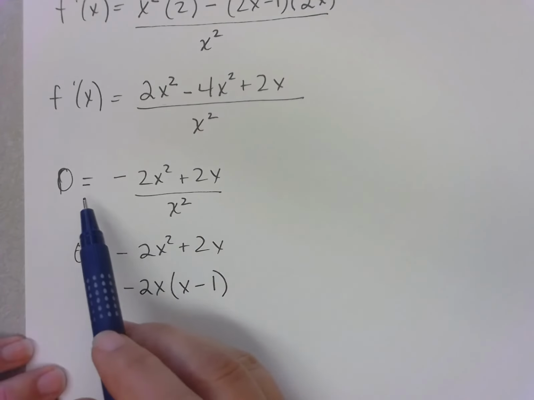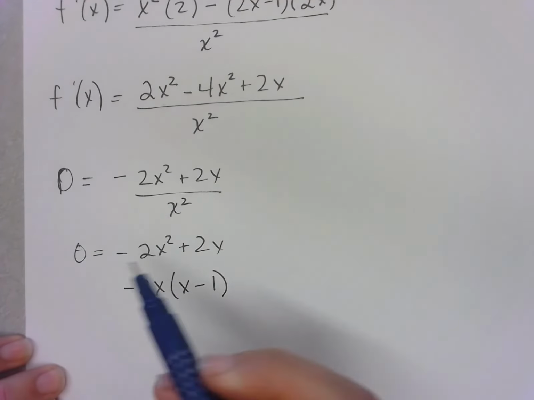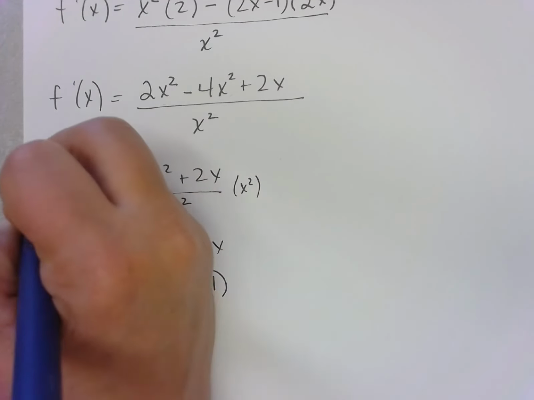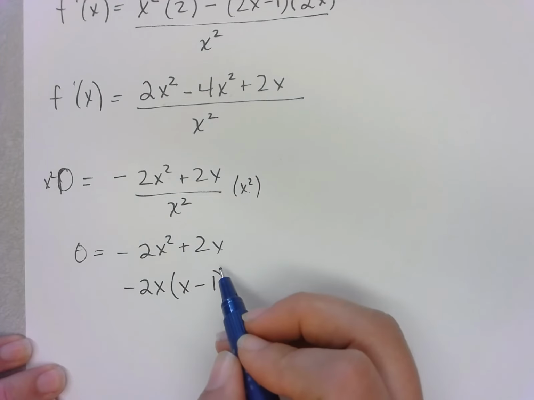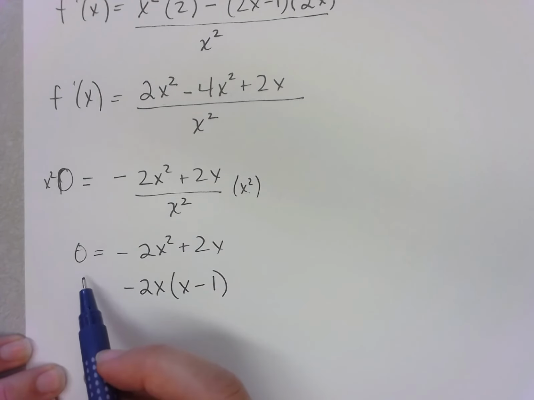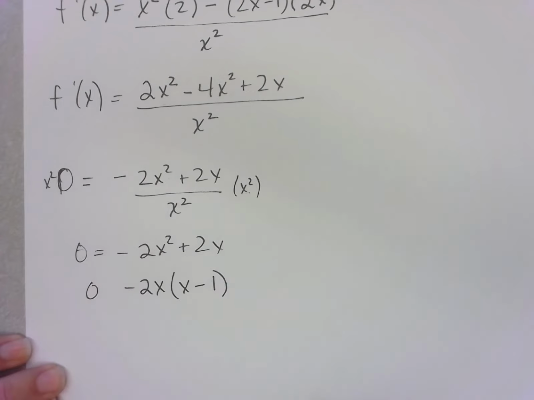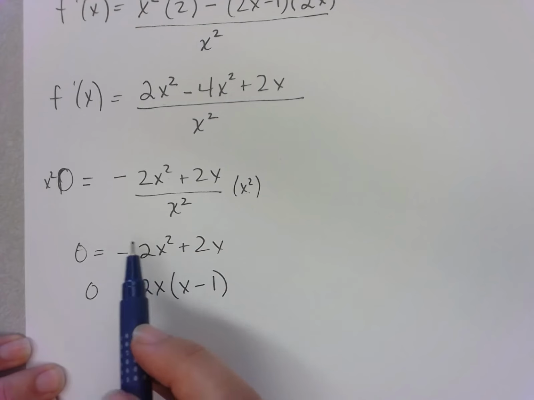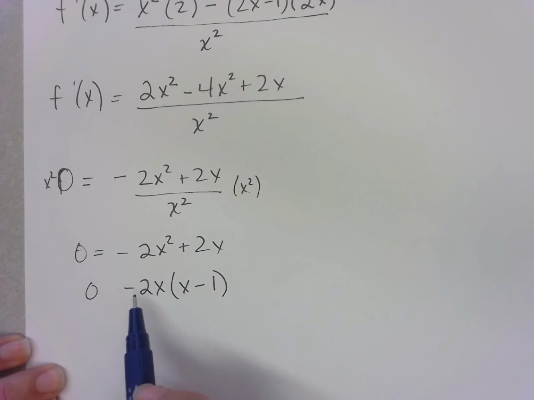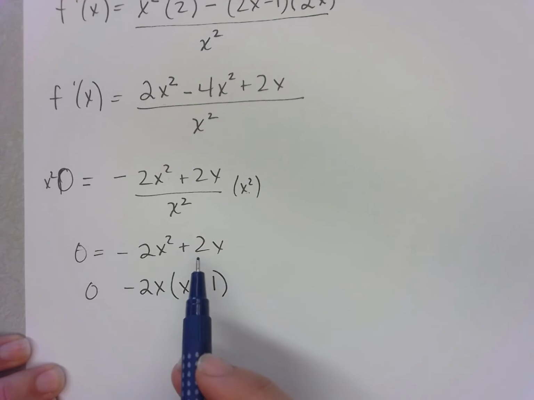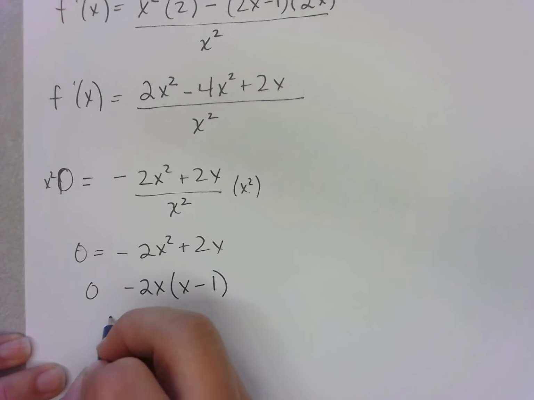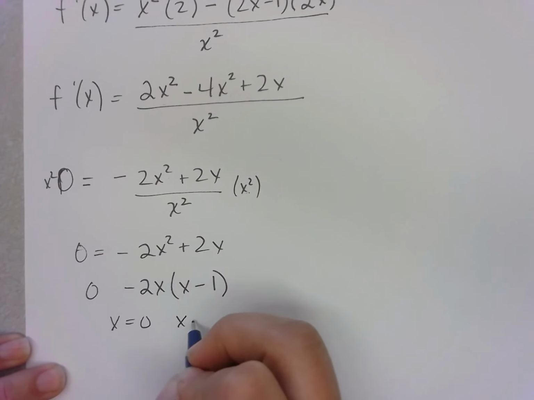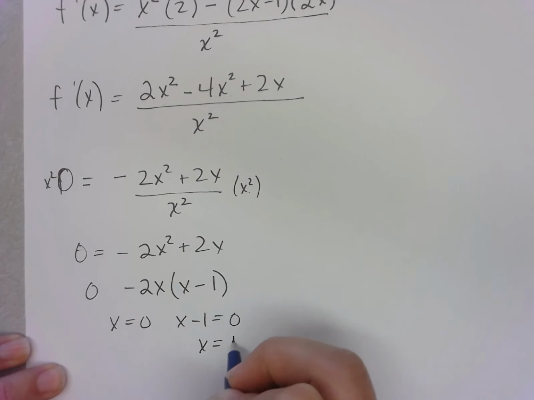All right, so in this step, I multiplied by x squared, right? I did here and here. It canceled on this side, leaving me with this, and then 0 times x squared is 0. Now I'm left with this, and I factored out a minus 2 just because I don't like when my leading coefficient is negative. So I factored out a negative 2 and an x. So negative 2x times x gives me negative 2x squared. Negative 2x times negative 1 gives me positive 2x. And so now I get x equals 0, and x minus 1 is 0. It gives me x equals 1.